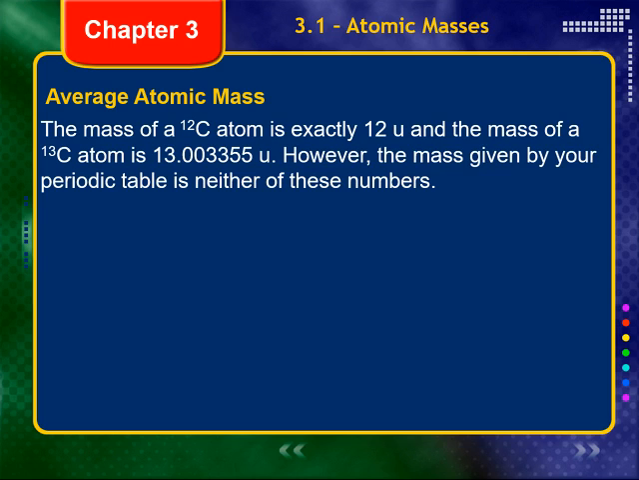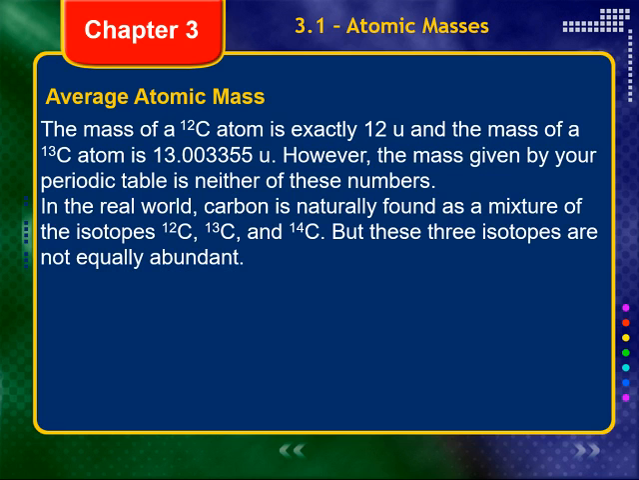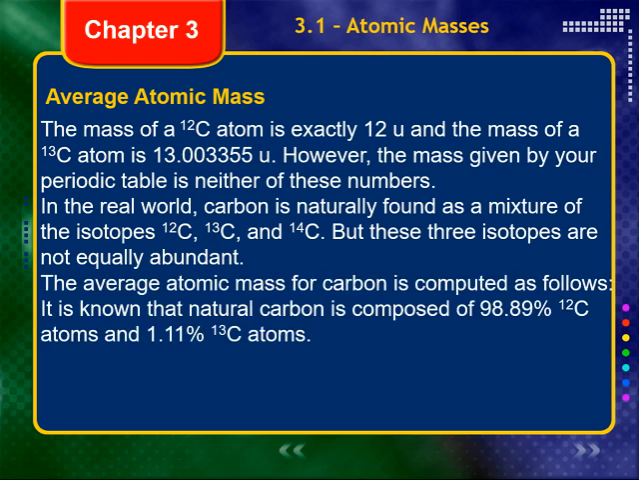The mass of a carbon-12 atom is exactly 12 u or AMU, and the mass of a carbon-13 is 13.003355 u or AMU. However, the mass given by your periodic table is neither of these numbers. In the real world, carbon is naturally found as a mixture of the isotopes carbon-12, carbon-13, and carbon-14. But these three isotopes are not equally abundant.